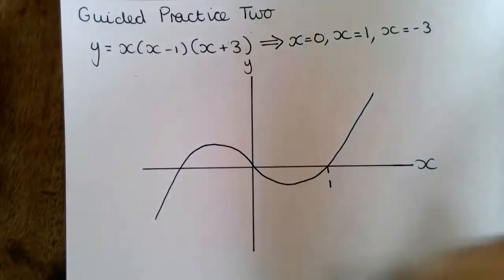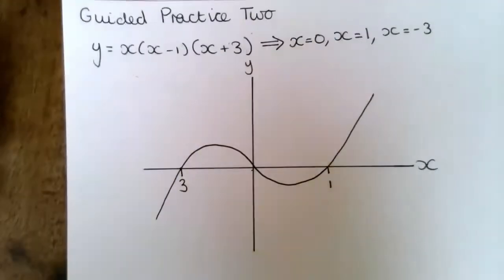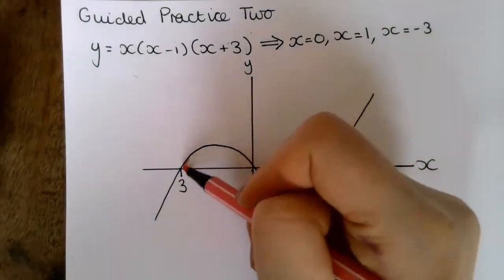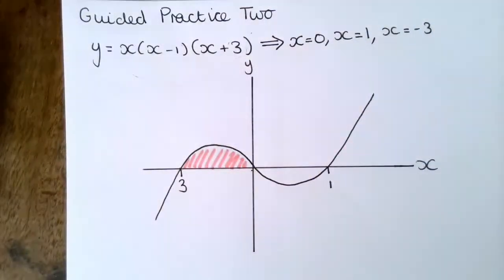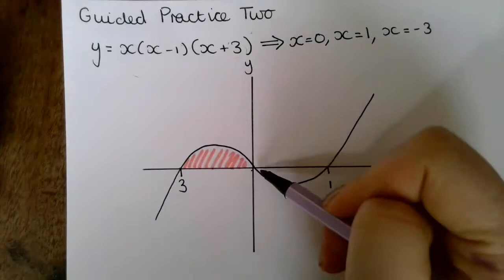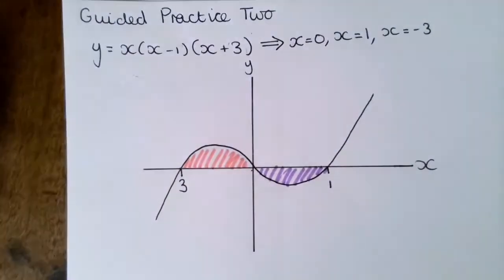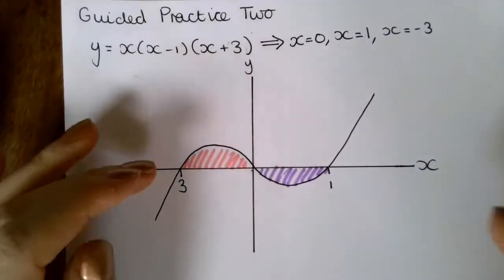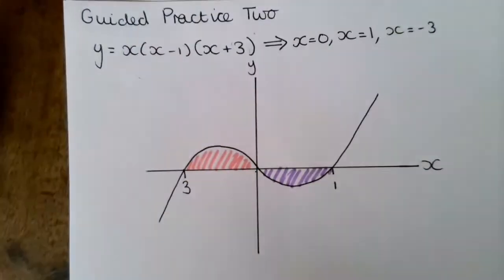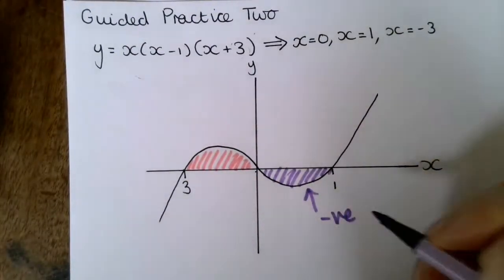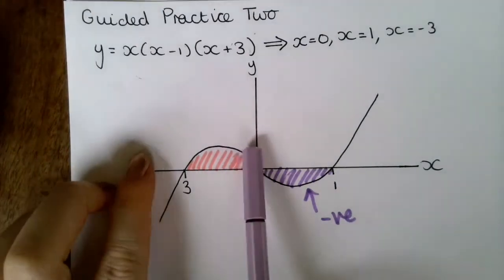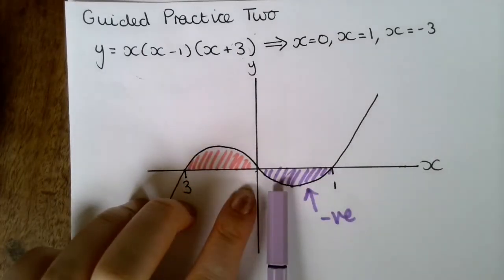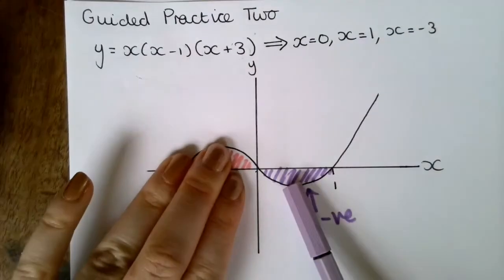So we've got our roots at 1, at -3, and at 0. We want to find the area bounded by this curve and the x-axis. So we want to find the area of this part of the curve and the area of this part of the curve. Now, if we were to integrate our curve from -3 to 1, because this bit here would give us a negative value, we would end up with this area, subtract that area, which isn't what we want. We want this area plus that area.